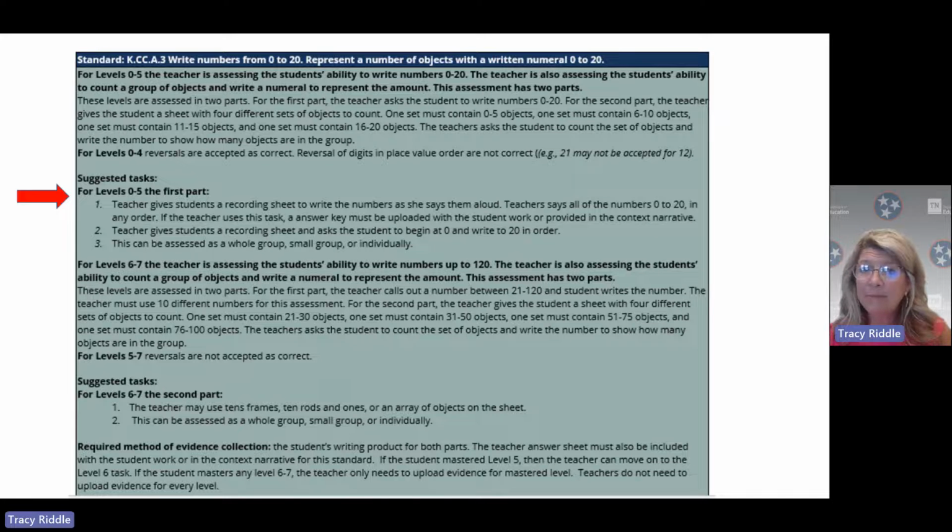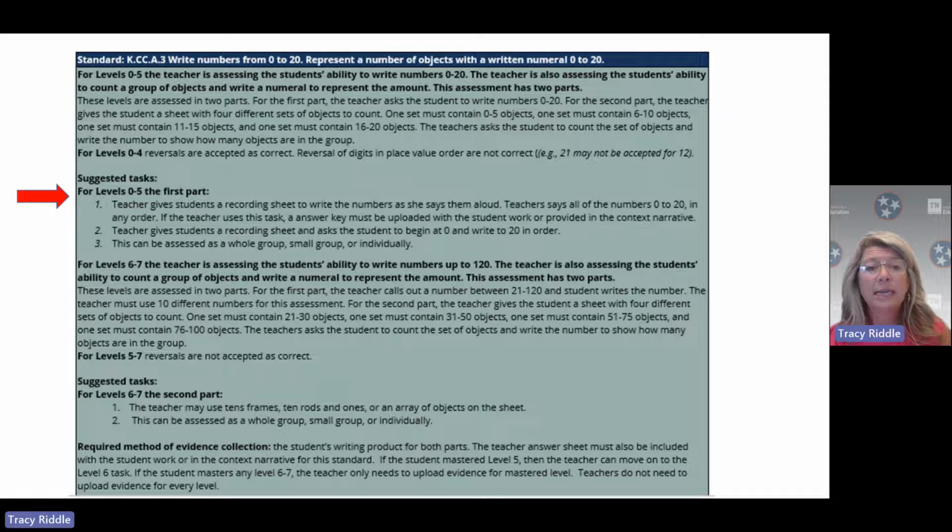For the second part of this assessment, this is also a writing assessment. You will give the students a sheet that has 4 sets of objects to count. The first set must contain objects from 0 to 5. The second set must contain objects 6 to 10. The third set must contain objects 11 to 15. And the last set must contain objects 16 to 20. The student counts the objects and then writes that number next to the objects.